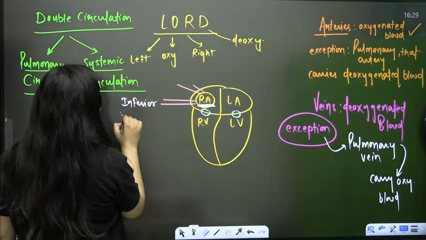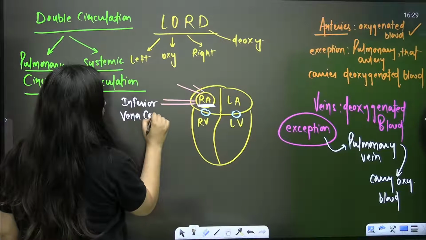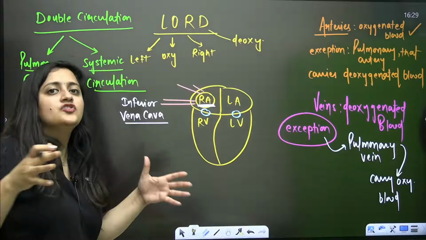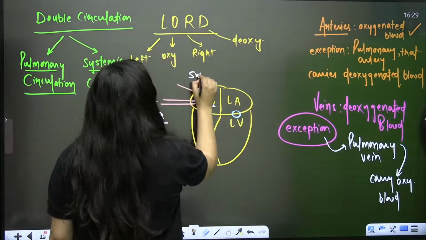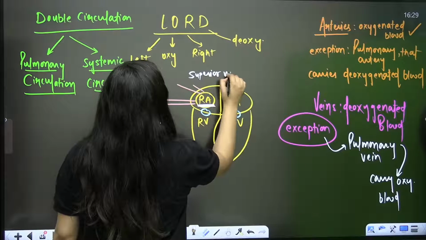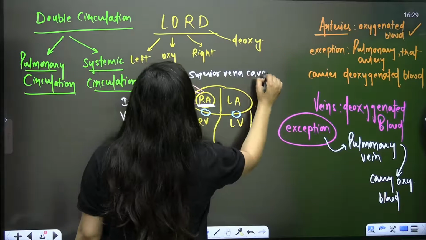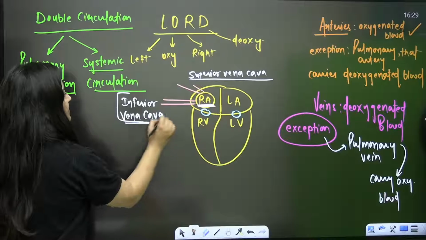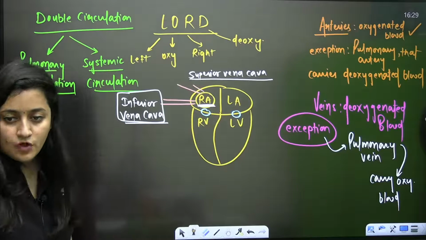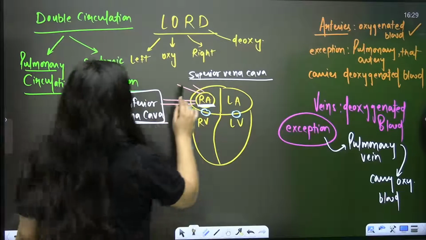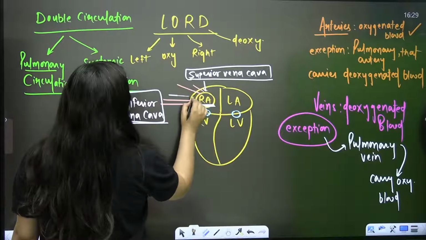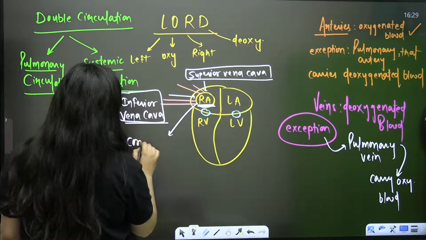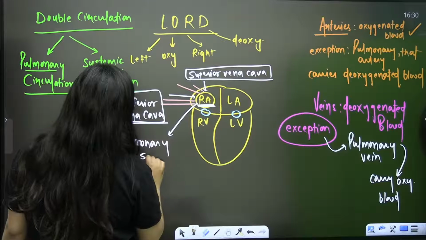It will receive the inferior vena cava. The vena cava is nothing but a large blood vessel. It is actually a vein. It is going to receive the superior vena cava. Please understand, superior vena cava, inferior vena cava. These are the blood vessels associated. And one more is your coronary sinus.